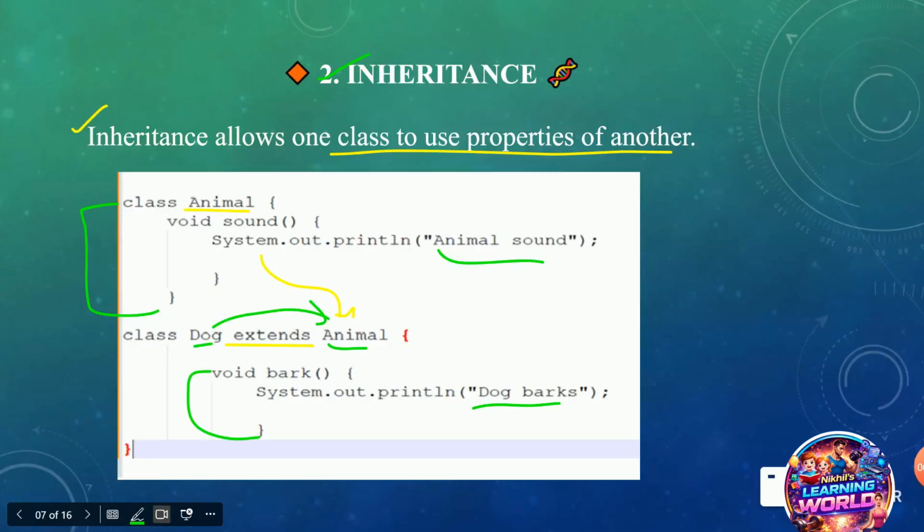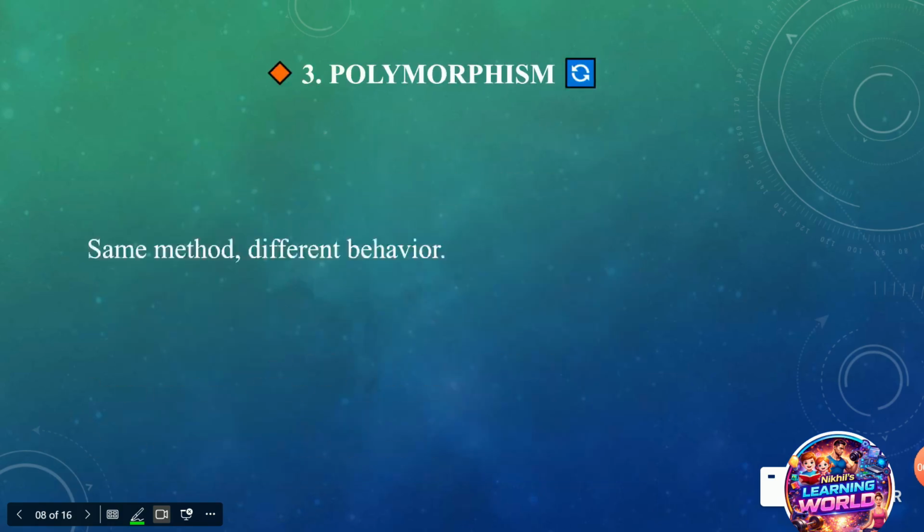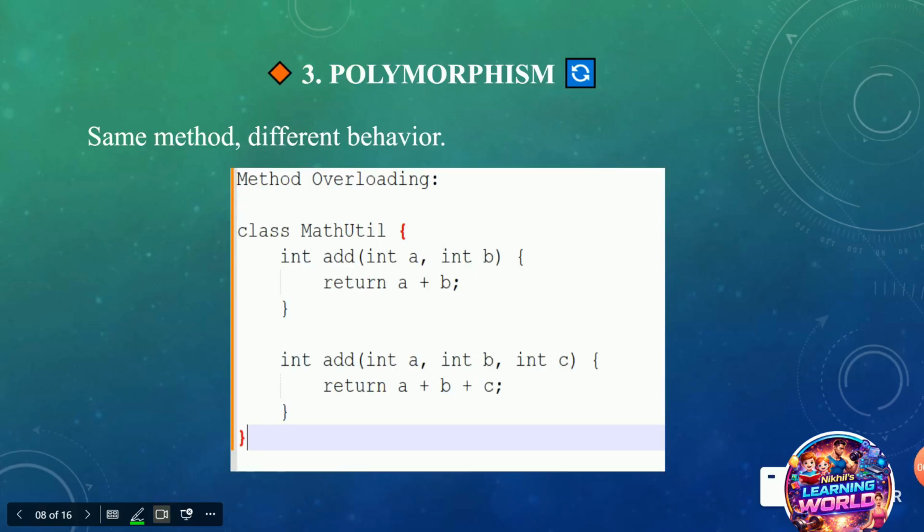So inheritance basically allows one class to use the properties of another class. That is the concept. Okay. Third one is polymorphism. So basically polymorphism means same method, different behavior. That is method overloading and method overriding. There are two concepts to achieve this polymorphism.